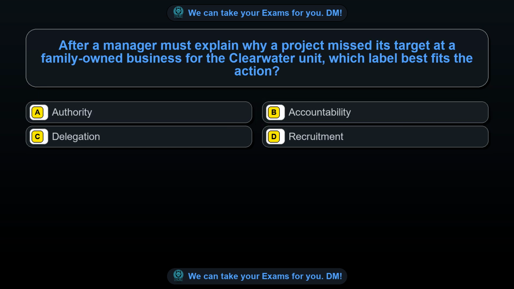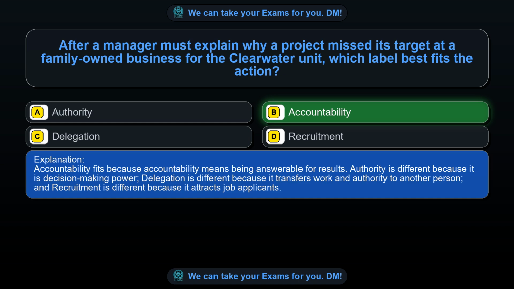Question 45. After a manager must explain why a project missed its target at a family-owned business for the Clearwater unit, which label best fits the action? Option A, authority. Option B, accountability. Option C, delegation. Option D, recruitment. The correct answer is option B, accountability.